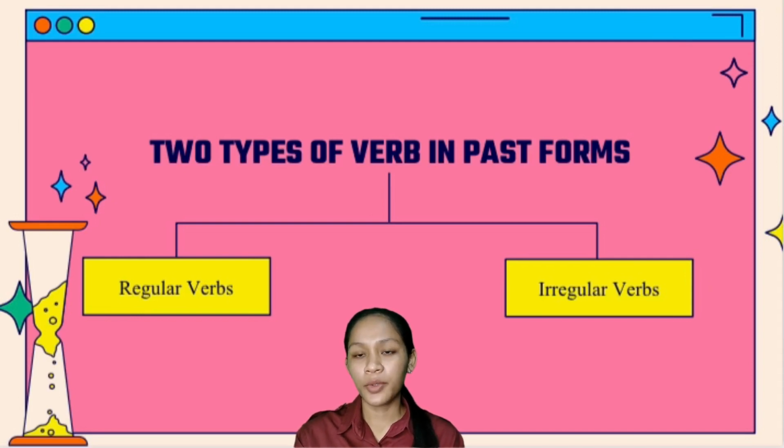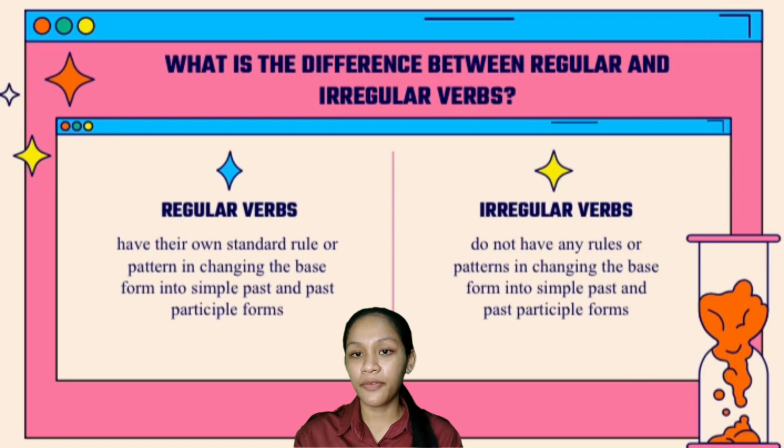Now, some of you must be wondering what's the difference between regular verbs and irregular verbs. Well, I've prepared some explanations for you guys, so now we'll learn about the difference between regular verbs and irregular verbs. Regular verbs can be described as verbs that follow the standard rule or pattern in changing the base form into simple past and past participle forms. While regular verbs have their own standard rule or pattern, irregular verbs don't have any rule or pattern in changing the base form into simple past and past participle forms.